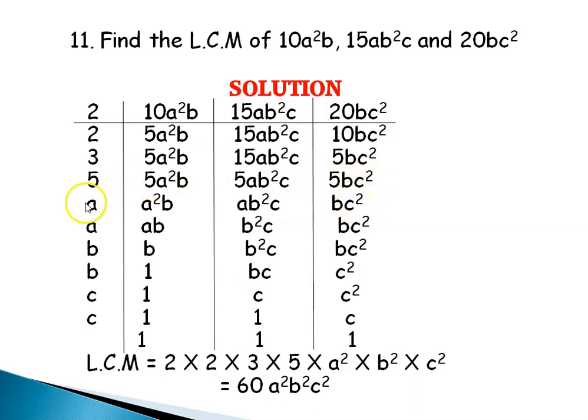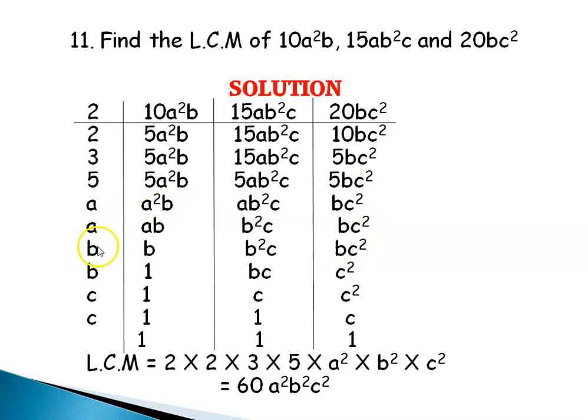And then I'll move to a. a in a squared b will be ab. a in ab squared c will be b squared c. a in bc squared, I'll rewrite the number. I can still divide by a. a in ab, I have b. a in b squared c, I'll rewrite the number. a in bc squared, I'll rewrite the number.